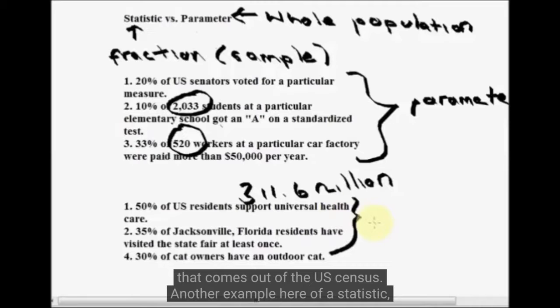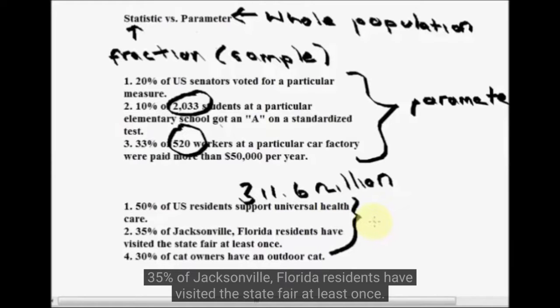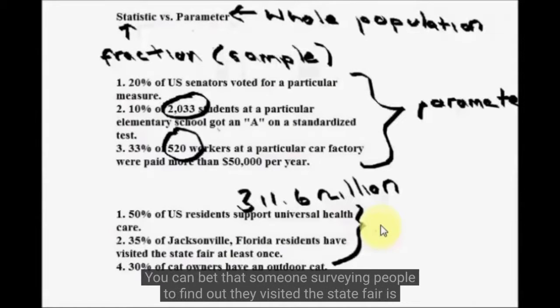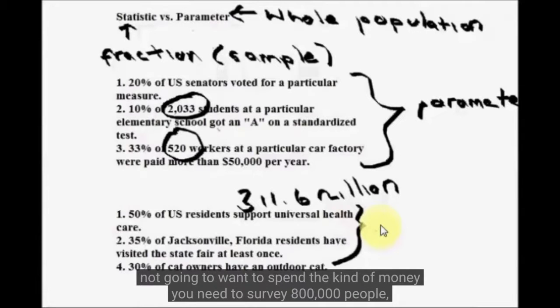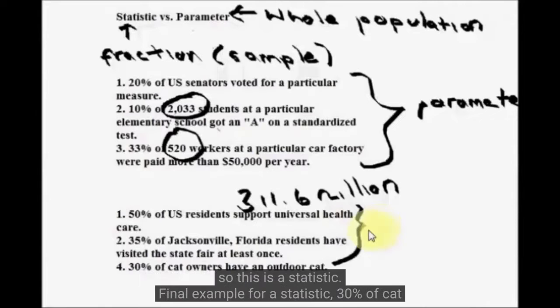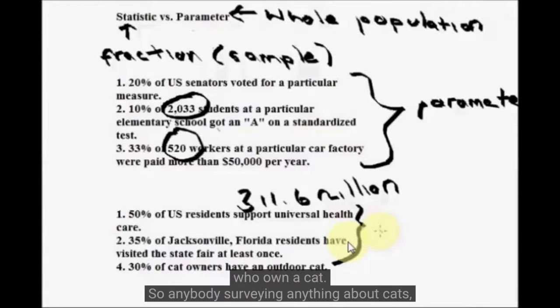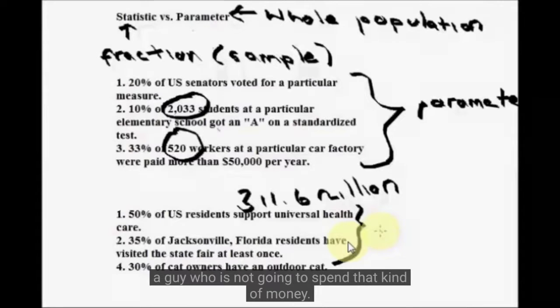Another example here of a statistic, 35% of Jacksonville, Florida residents have visited the state fair at least once. The population of Jacksonville is about 800,000 people, so this takes a little logic. You can bet that someone surveying people to find out if they visited the state fair isn't going to want to expend the kind of money you need to survey 800,000 people. So this is a statistic. Final example of a statistic, 30% of cat owners have an outdoor cat. There are several million people in the US that own a cat, so anybody surveying anything about cats, again, isn't going to want to spend that kind of money.